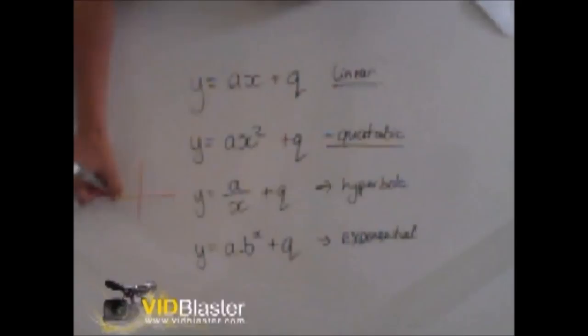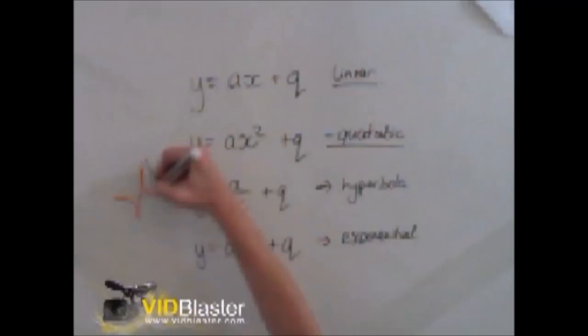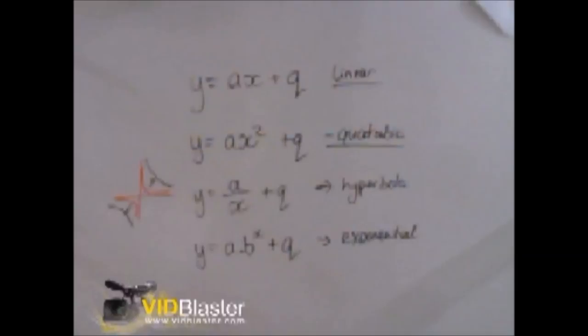Okay, and then so what you're saying is that it'll either be really, really close there, or really fat. Okay. So the bigger A is, the further away from the axes it goes. Okay, and also positive and negative, how does that affect it? Positive and negative will say whether it's in the first or third quadrants. Yes. Or the second and the fourth quadrant.